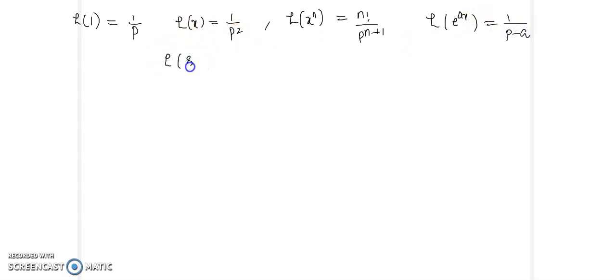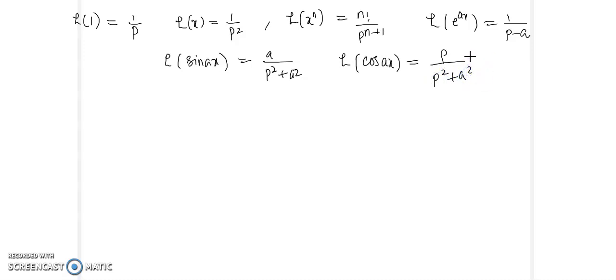And Laplace transform of sin ax is a by p square plus a square. And Laplace transform of cos ax is p by p square plus a square. So these are some of the common Laplace transforms. So you remember all these results.